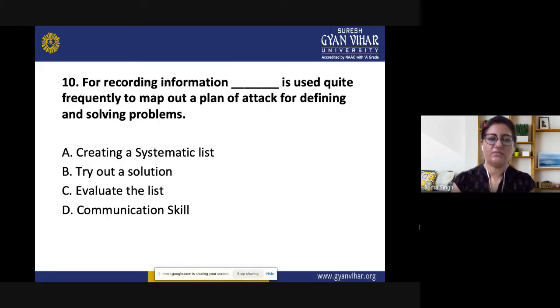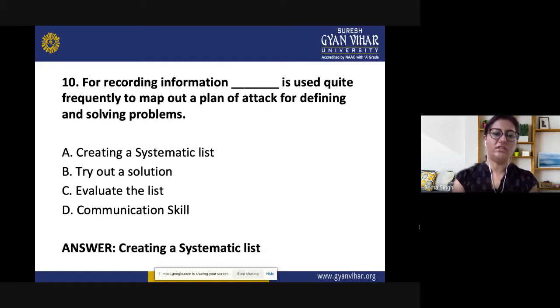Question number 10 is, for recording information, dash is used quite frequently to map out a plan of attack for defining and solving problems. So this, we have discussed various kinds of strategies which students need to carry out. So we will go through the options now. Creating a systematic list, try out a solution, evaluate the list, or communication skill. So if we have to record proper information, if we have to chalk out a plan, we have to go through a plan effectively, then we need to create a systematic list.